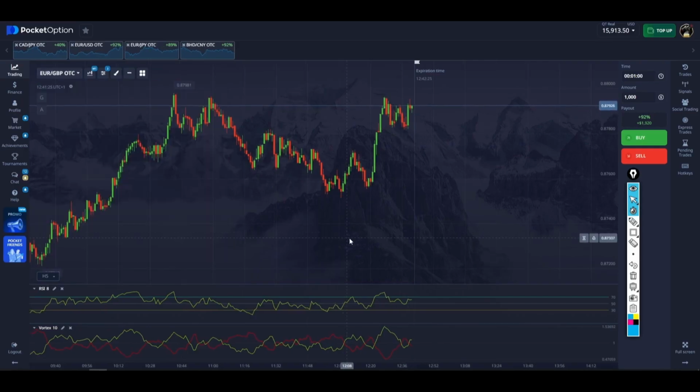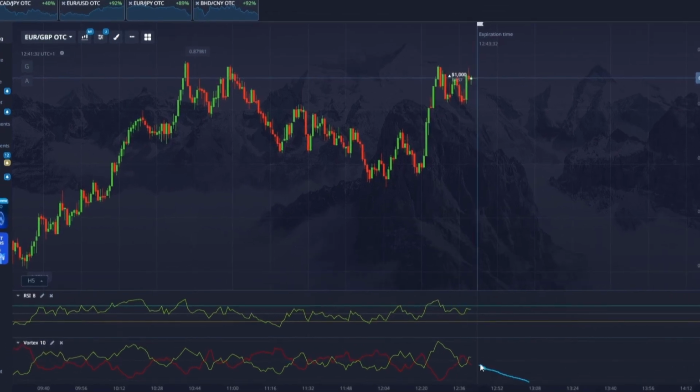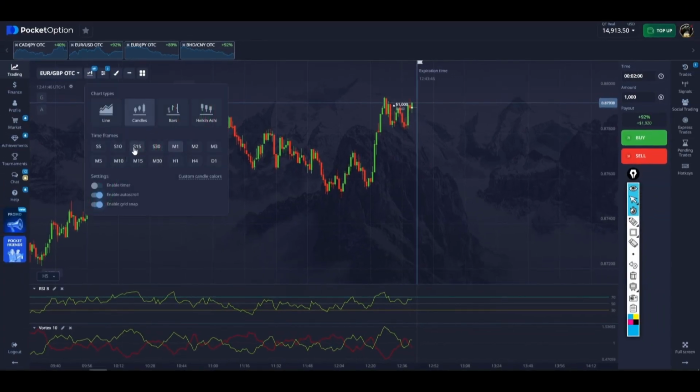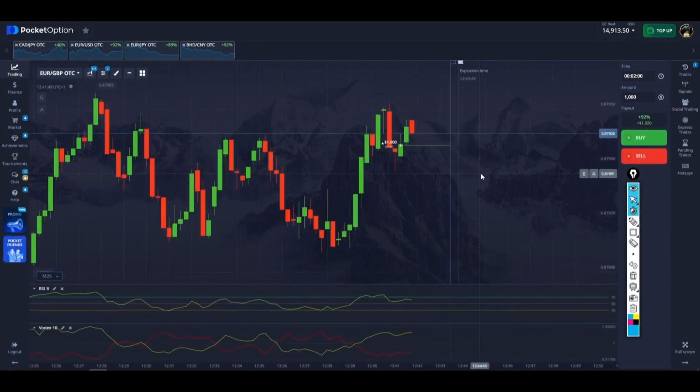Okay, expiration time is 2 minutes and the trade amount is $1,000. The Vortex indicator shows clear buyer dominance and the RSI is moving upward. There's also a strong accumulation zone, so I expect the price to break the previous high. We're trading the euro to British pound currency pair, a really interesting setup. I think this trading scenario could work out perfectly. Let's wait for 2 minutes and see the result.